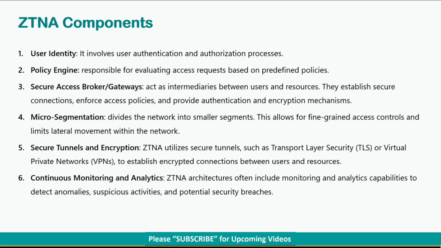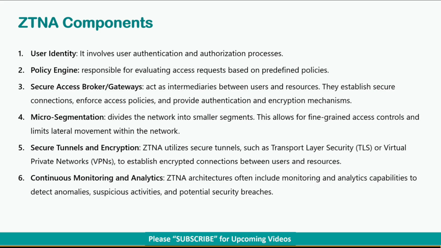Let's understand ZTNA components. Components include: first, we have user identity, that involves user authentication and authorization processes. Second, is policy engine, which is responsible for evaluating access requests based on predefined policies. Next is secure access broker or gateways. They act as intermediaries between users and resources. They establish secure connections, enforce access policies, and provide authentication and encryption mechanisms. Next is microsegmentation, that divides the network into smaller segments. This allows for fine-grained access controls and limits lateral movement within the network.